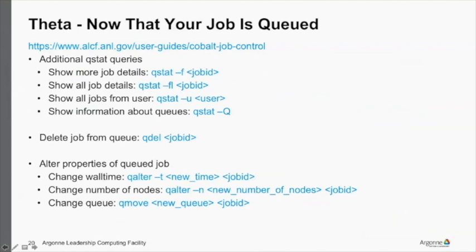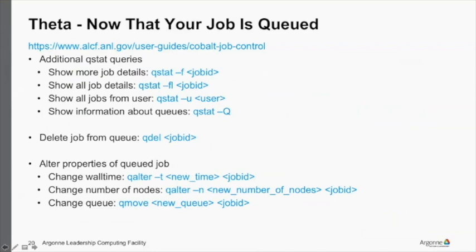If you want to see information about the queues that are available on the system, you can use the -Q argument. If you ran this today on the system, you would see information about the SDL training queue. If you want to delete your job from the queue for some reason, you can use the qdel command. If you want to alter the properties of your job, you can use the qalter command. In this example, I'm altering the maximum wall time of the job. I use -t to specify the wall time, then the new time that I want to set, and then the job ID.